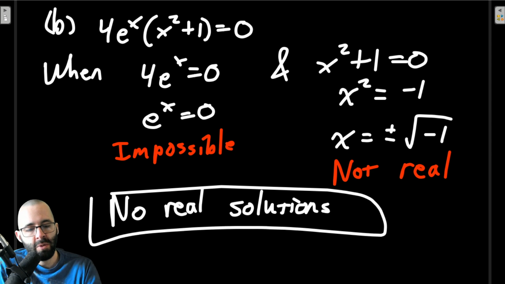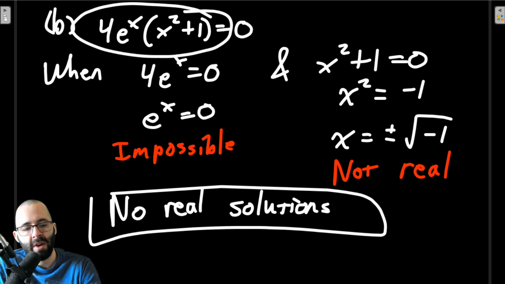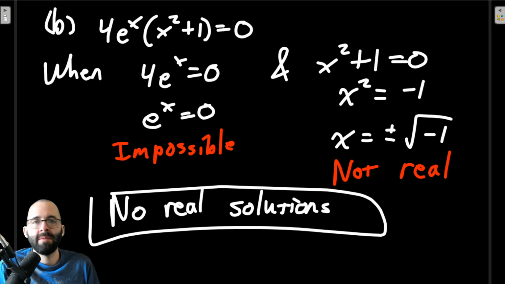Which means that if we were to graph this function up here, it would never equal 0. The function value will never touch the x-axis. And indeed, it does not.